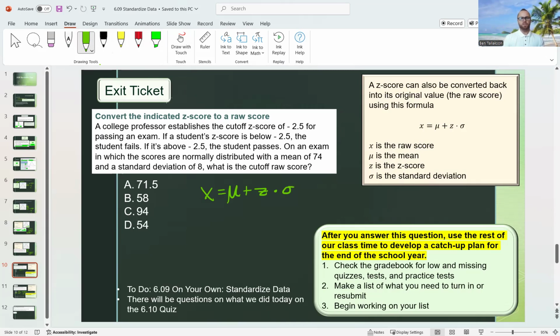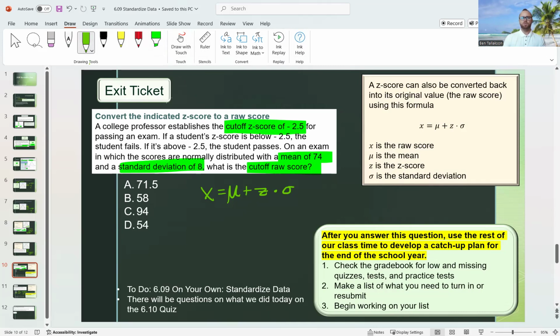A college professor establishes the cutoff Z-score of -2.5 for passing an exam. If a student's Z-score is below -2.5, the student fails. But if it's above -2.5, the student passes. On an exam in which the scores are normally distributed with a mean of 74 and a standard deviation of 8, what is the cutoff raw score? They want to know the cutoff raw score, and we were given the cutoff Z-score, so we can do that.